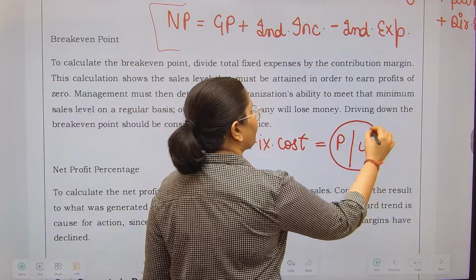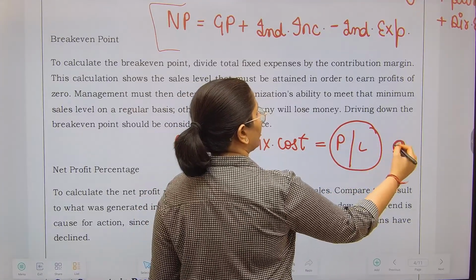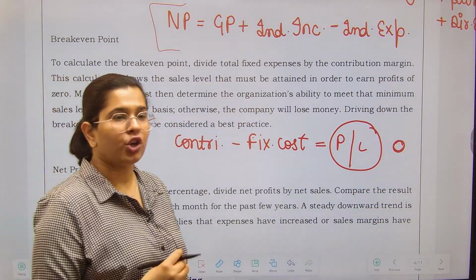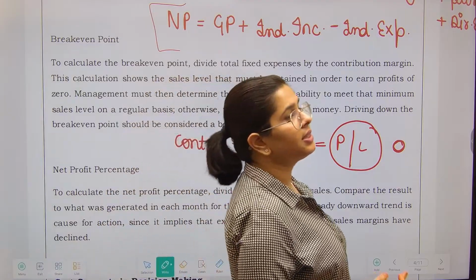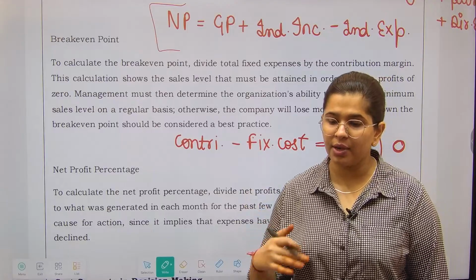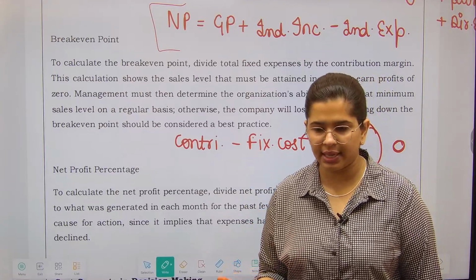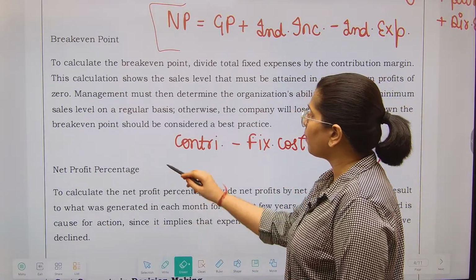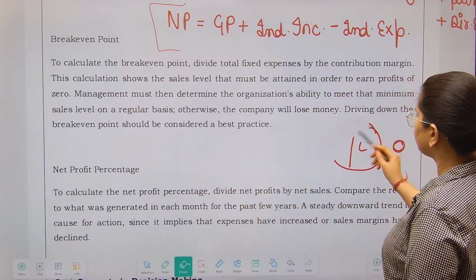And if this profit or loss is zero, that is called a break-even point. The sales at which your profit or loss is zero. That means the sales level at which you are making no profit and no loss. Okay? So what do we call this? Break-even point. What is another formula to calculate this?